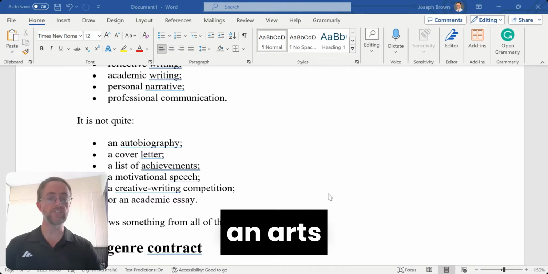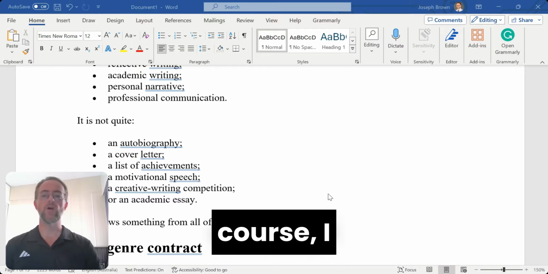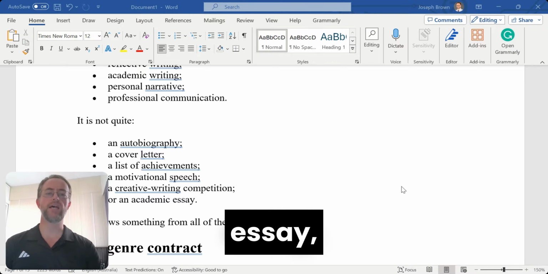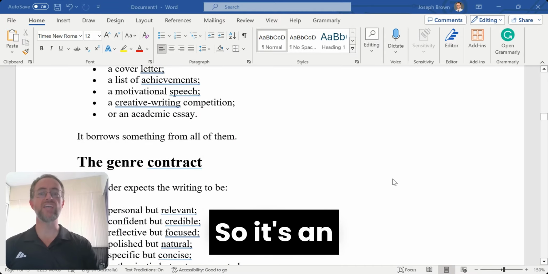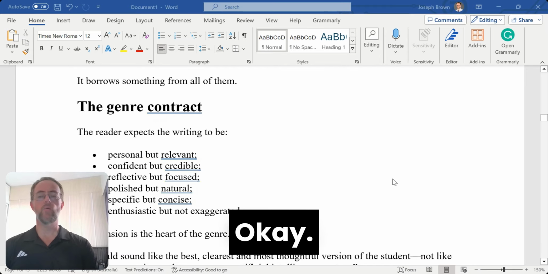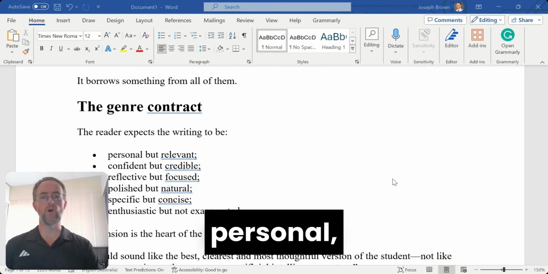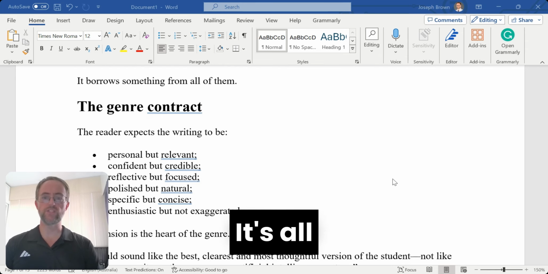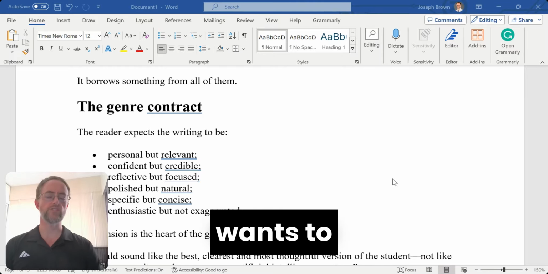And if you're going into an arts college and you want to show your artistic skill, of course, I would suggest you do that. And it's not a straight academic essay, though it's going to definitely use some of those components. So it's an interesting genre, okay? What is the reader expecting from this writing? They're expecting it to be personal but relevant. They do want you to have a personal story. It's all about you, but it's got to be relevant in order to show those skills and those values that your audience wants to hear.